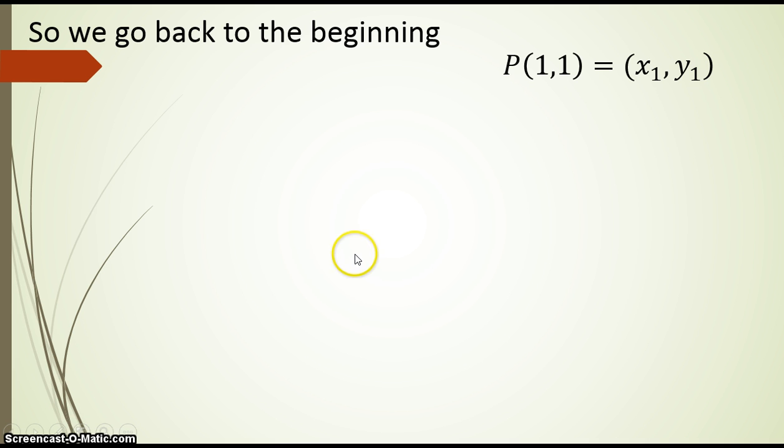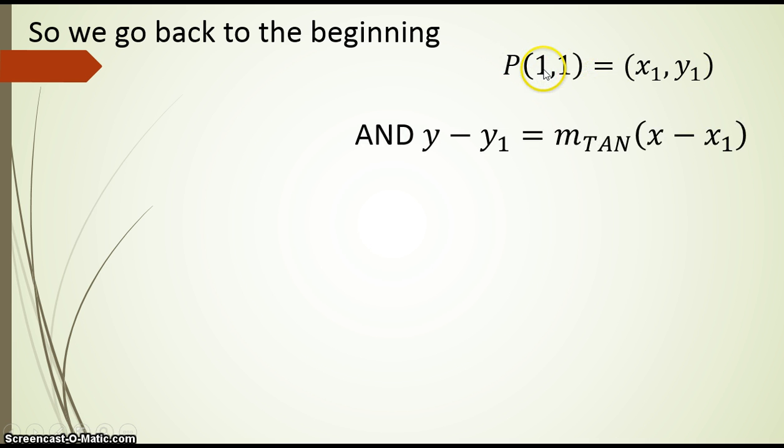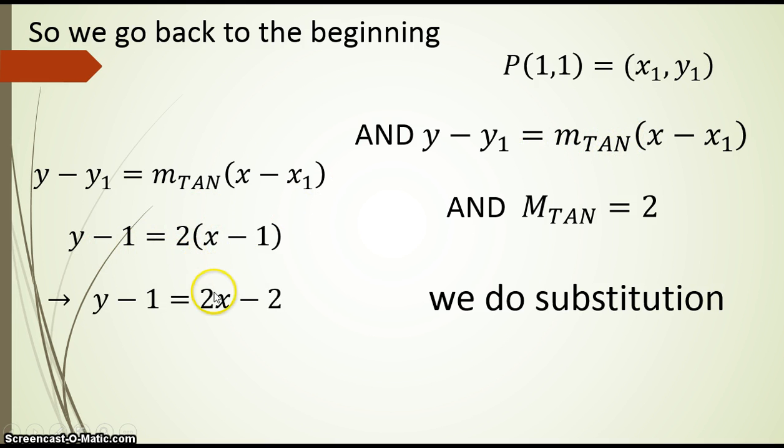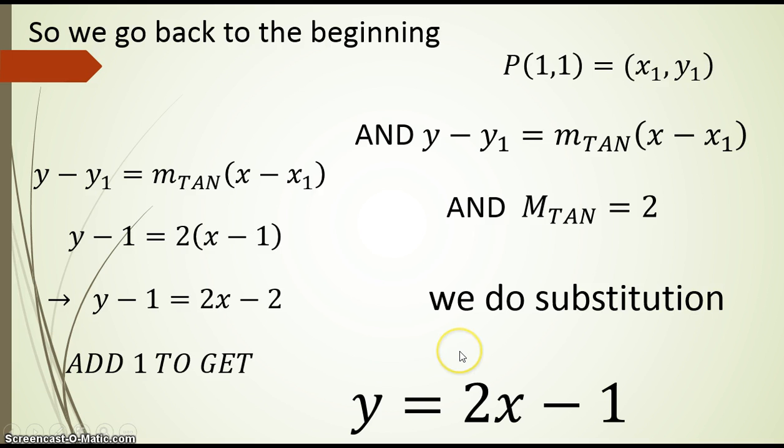So we go back to the beginning. I now know my point. My random point is 1, 1. I now am guessing that my tangent is 2. So we do substitution to plug everything in. Got a 1 in there, a 1 in there. My tangent guess is 2. So we distribute to get 2x minus 2 minus 1. I add 1 over, and that would be our guess of what the tangent line would be. y equals 2x minus 1.